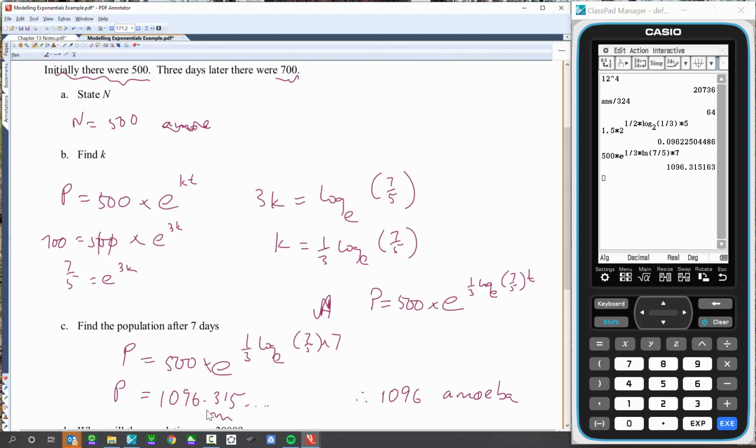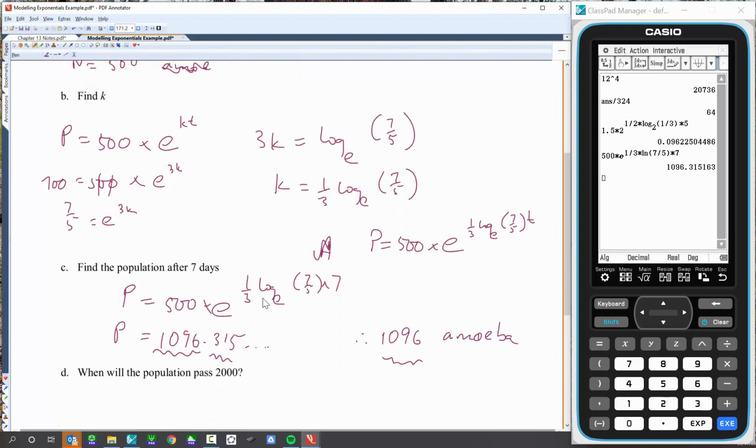Okay, so why didn't I write the exact value there? Well, after 7 days, this is how many amoeba are expected to be there. So basically, there's that many complete amoebas, and they're growing another one. Interestingly, if this value was 6 or 7, the answer would still be 1096 amoeba, because we still haven't completed that 1097th amoeba at this stage.